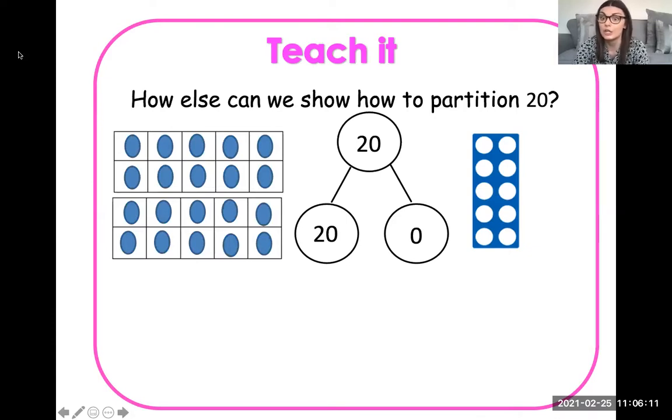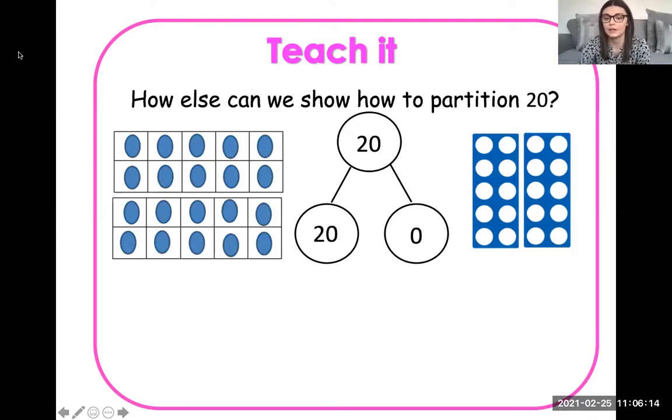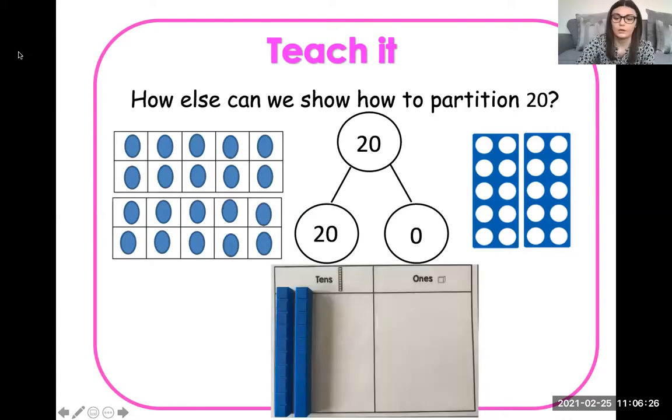Yes, I'd need another 10. Well done, boys and girls. And last of all, we've already done this, but we could show it another way using our 10s and 1s pieces and our 10s and 1s grid. There we go. Okay, so I've got 2 pieces of 10 to make 20.